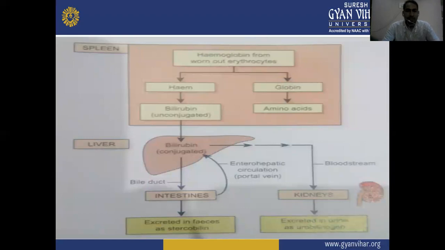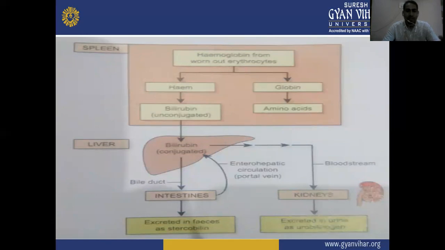Next one is which two organs are involved in the disease of jaundice. First one, spleen, in which hemoglobin from worn out erythrocytes splits into two parts: first is heme and second is globin. Heme forms bilirubin, which is unconjugated, and globin is an amino acid, meaning protein.